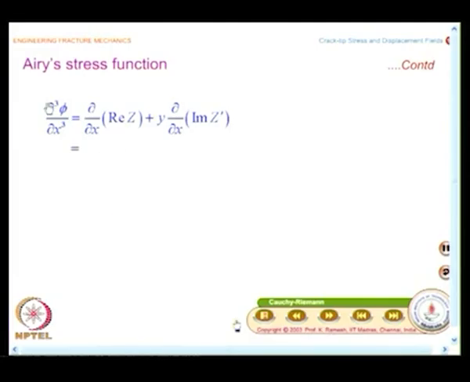When you are differentiating with respect to x, it is simple and straightforward. It is quite easy for you to handle. So when I do this, I get this as real part of z prime plus y imaginary part of z double prime. And mind you, these are all the function capital Z.